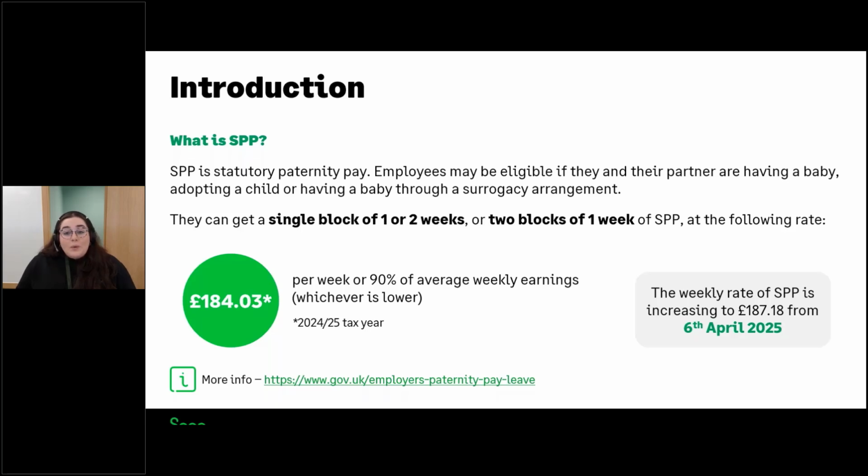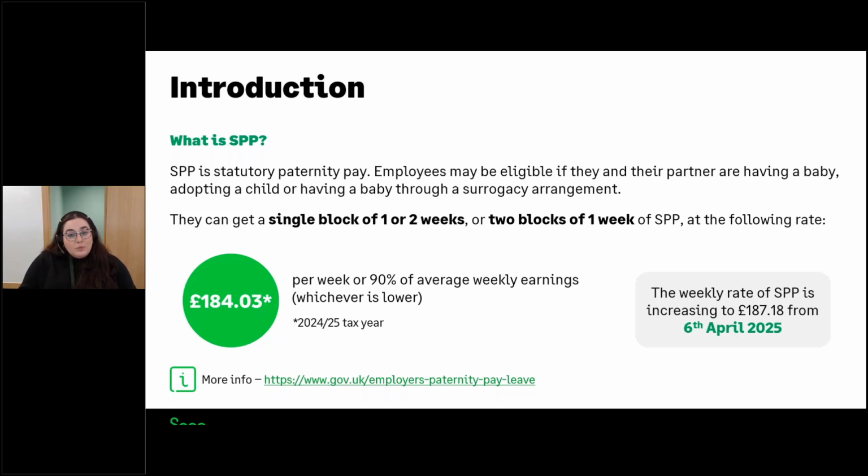SPP is paid at a weekly rate of £184.03 per week, or 90% of the employee's average weekly earnings, whichever of those is lower. It'll pick that one. A week of leave is going to be the same number of days that an employee normally works in the week. For example, if you've got an employee who only works Mondays and Tuesdays, a week of paternity leave for them is going to be 2 days. Or if they work Monday to Friday, a week of paternity for them will be 5 days.